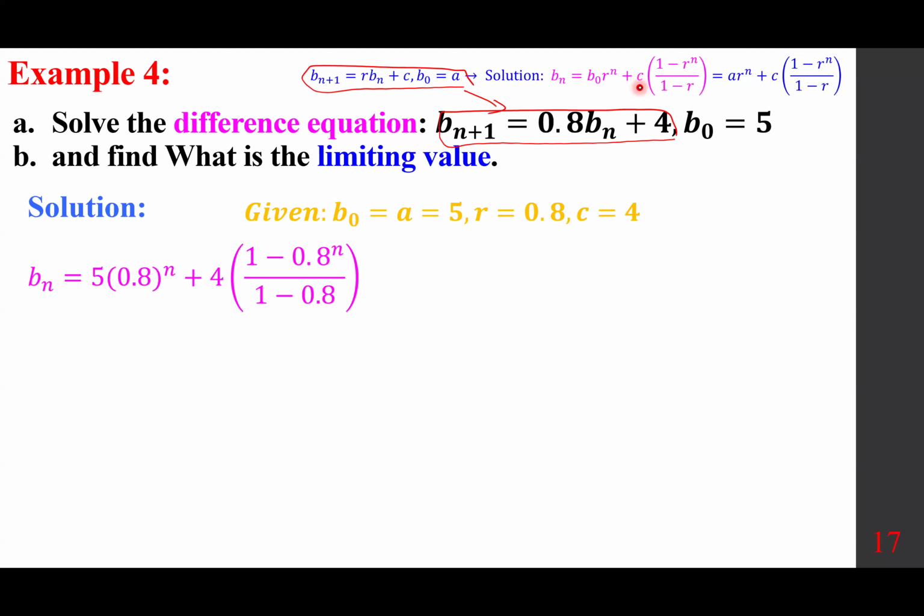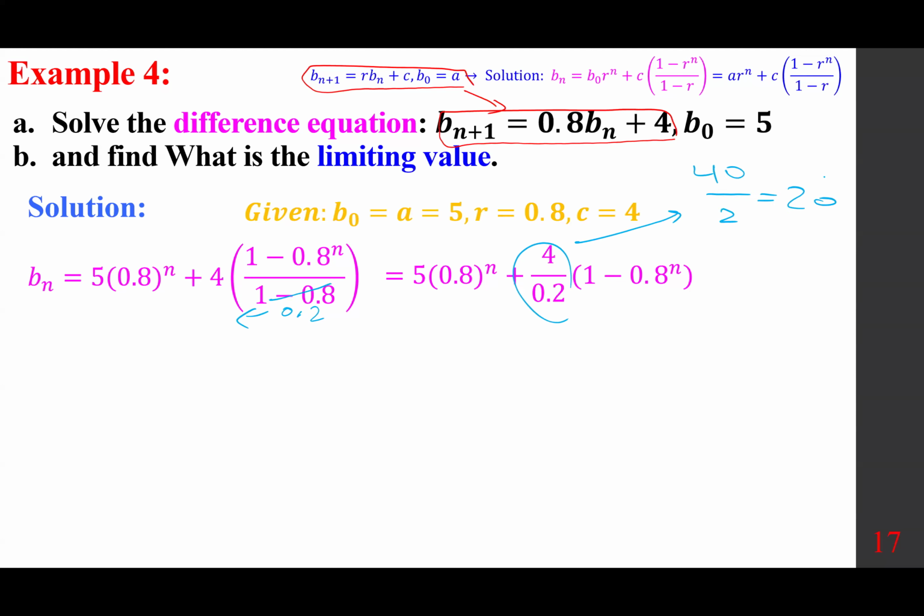Now, I want to show you how to handle this and how to simplify it for the sake of the second part, part B. So first and foremost, this is 1 minus 0.8, which is 0.2, and you put it underneath 4. So this is 0.2, and this is the same as 40 over 2, making it 20.